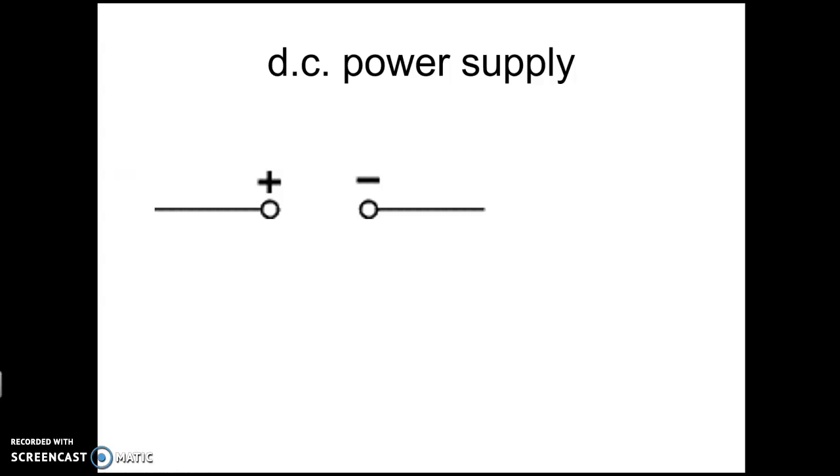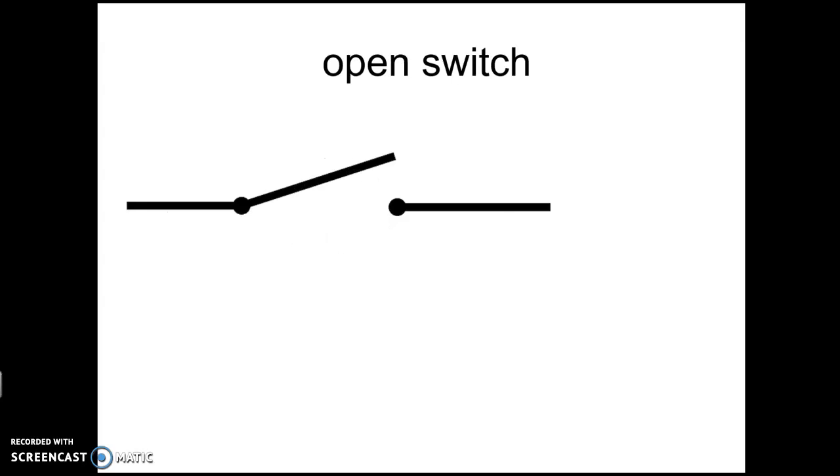Okay, this is the power supply, so the things that we use in the lab when we're building circuits. This is a direct current power supply, so it's the positive side and the negative side. This is an alternating current power supply. We've not really used alternating current in the lab yet. A lamp, you know that one. An open switch, obviously a closed switch, which is like a closed door.